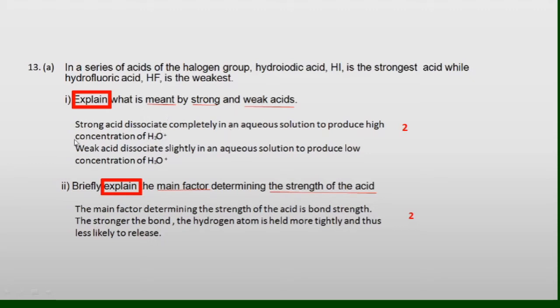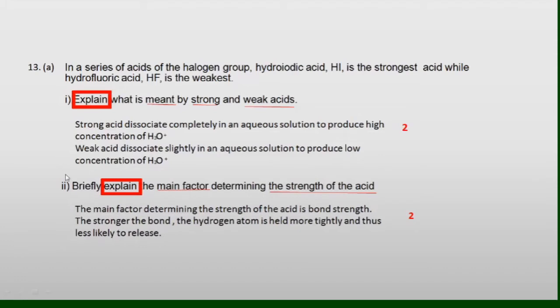So the answer is, strong acid dissociates completely in an aqueous solution to produce high concentration of H3O+. Then weak acid dissociates slightly in an aqueous solution to produce low concentration of H3O+. So we will get 2 marks here, one when we explain the definition for strong acid, and another one when we explain the definition of the weak acid.